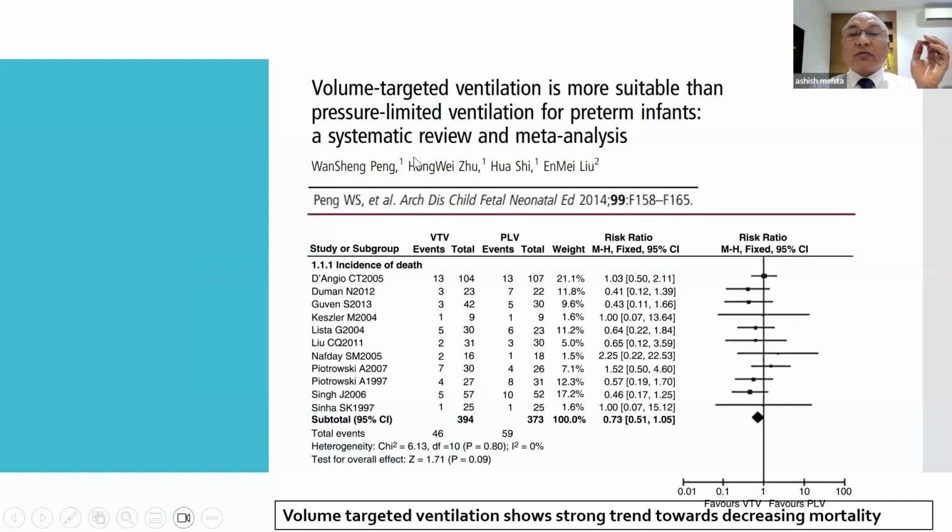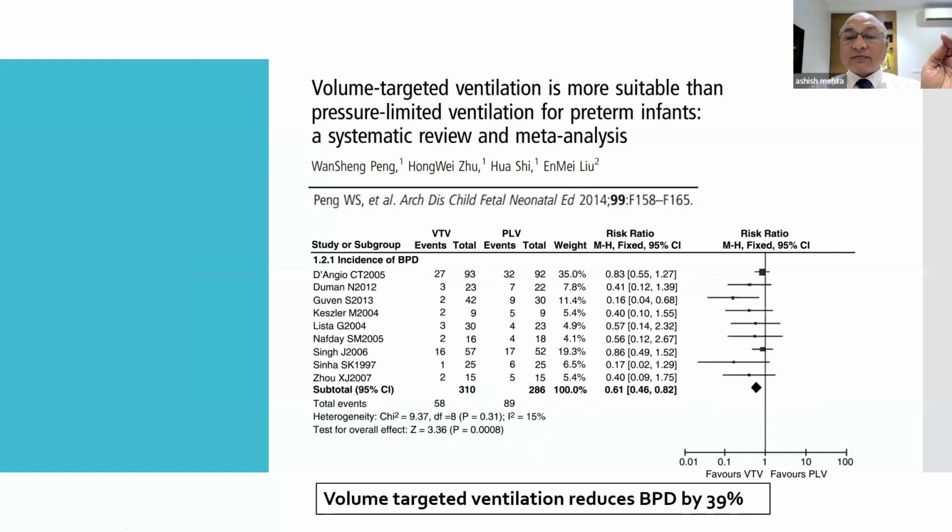First is the meta-analysis about mortality. Volume targeted ventilation decreases the mortality. Total number 400 babies on volume ventilation and 373 babies on pressure limited ventilation. The diamond is on the left side of the bar. That means it is beneficial. It helps in decreasing mortality.